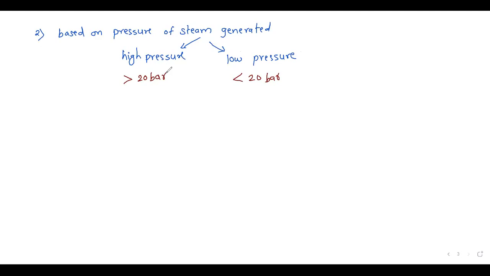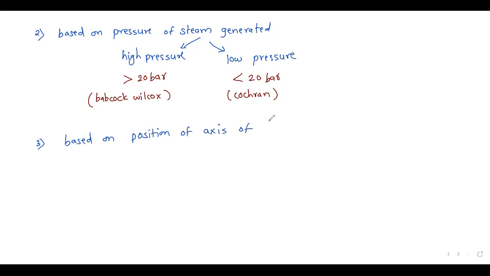So what are the examples? Babcock and Wilcox is an example of a high pressure boiler, while the Cochrane boiler is a low pressure boiler. Okay. Now the third way of classification is based on the position of the axis of the boiler. These are classified into vertical boiler or horizontal boiler.